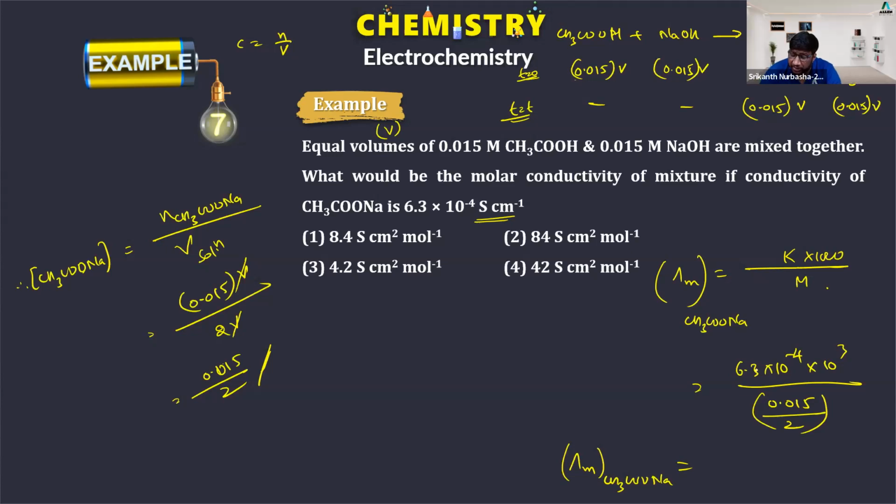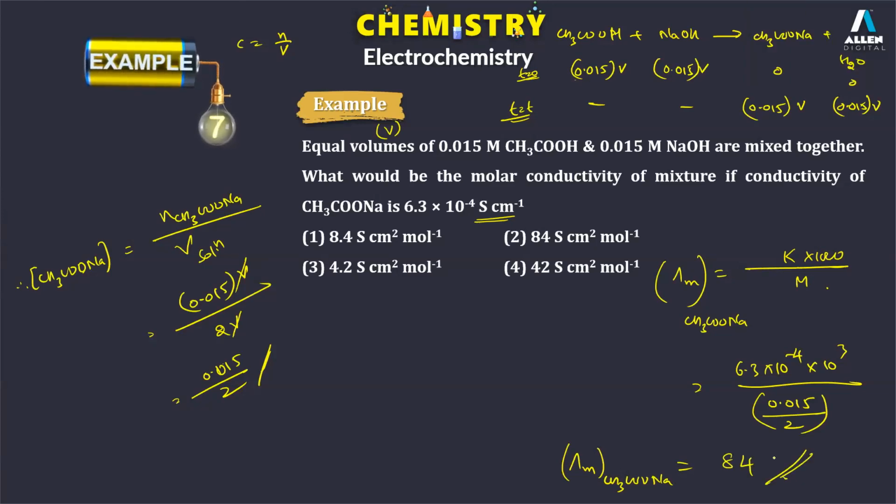Okay, 6.3 again at 63 into 10 power minus 5. 63 into 2, 126 into 10 power minus 5 into 10 power minus 3, 126 into 10 power minus 2, 126 into 10 power minus 2 whole divided by 15 into 10 power minus 3. Do the calculation, you will get 84. Right?